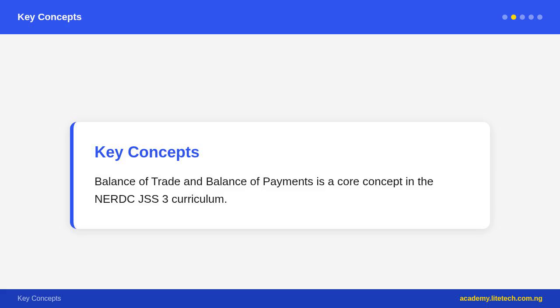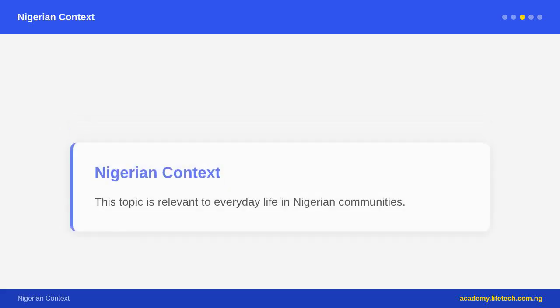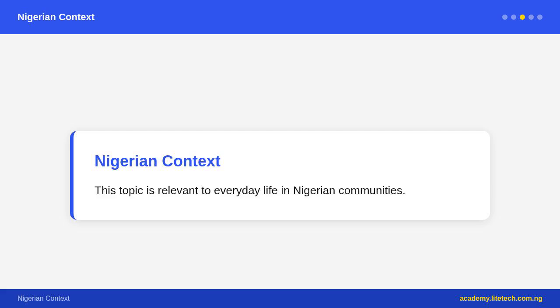The balance of payments has three main accounts. 1. Current account, records trade in goods, visible trade, and services, invisible trade: tourism, shipping, insurance, education. Also includes income, dividends, wages sent home, and current transfers, remittances, money sent home by Nigerians abroad.